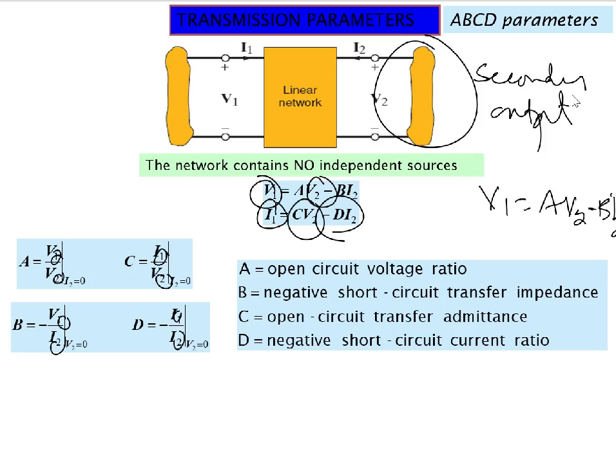D is the negative short circuit current ratio. It is negative because there is a sign negative with it. When we calculate it, we get a sign of negative, minus. And it is current ratio because it is one current by second current, I1 divided by I2.